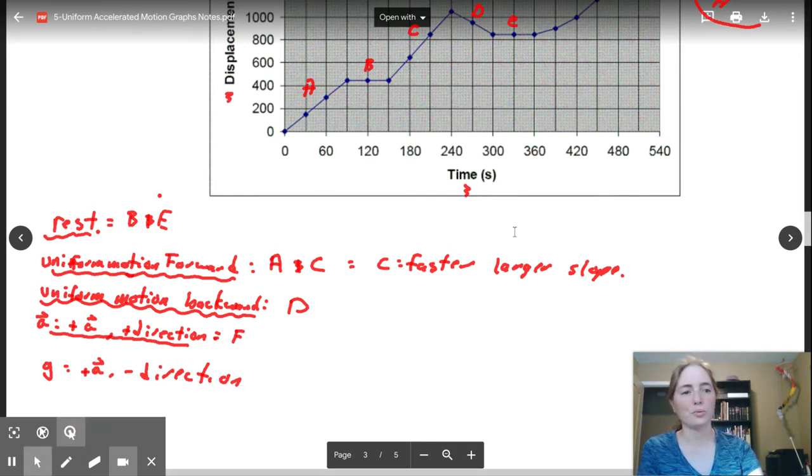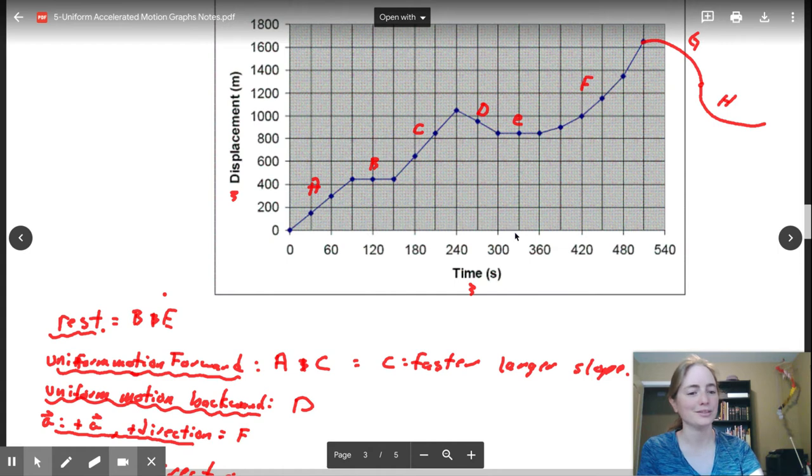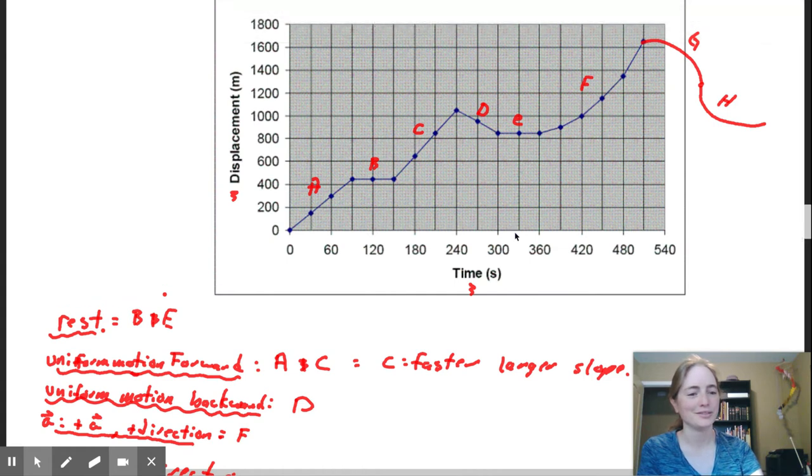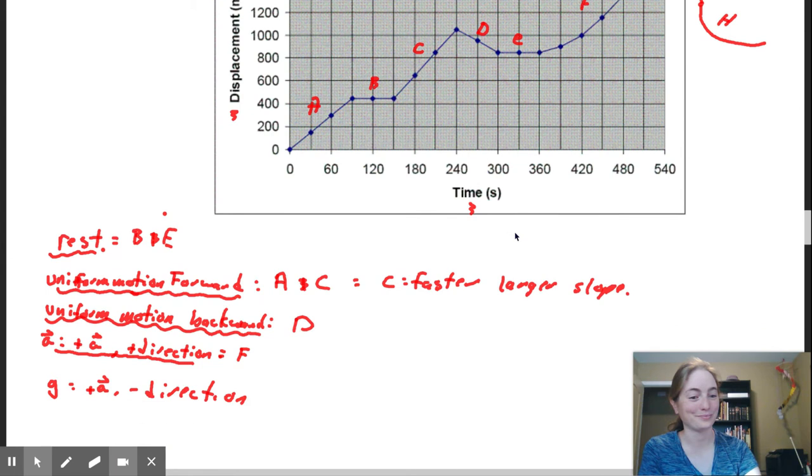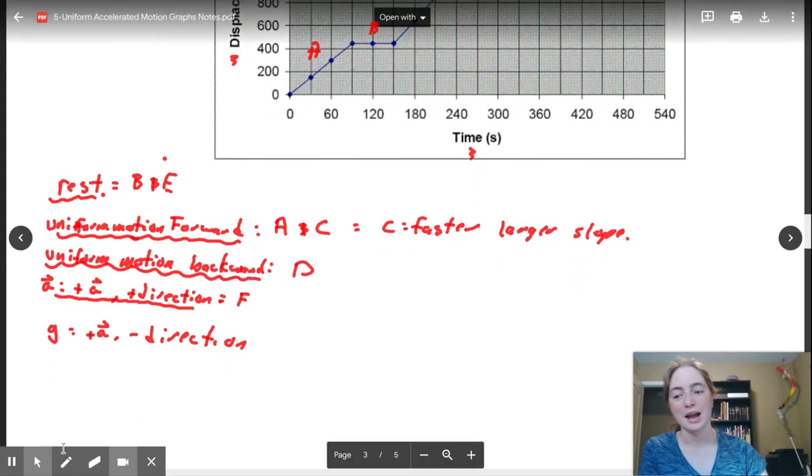Well, what about H? What's H doing? Slowing down while going in a negative direction. You can see that curvature indicating slowing down. Okay. G is one you're not going to see a ton of, at least in Physics 20.